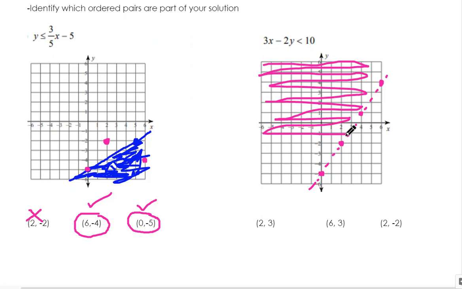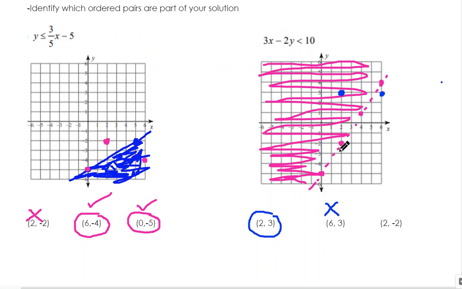So anything in this shaded region over here, and my pink that I'm doing here, would be an answer. So let's see. (2, 3). If I go over to 2 and up to 3, that would be right here. So that's part of my answer. That works. (6, 3). Let's go. 6 and 1, 2, 3. That's not in my shaded region, right? So that doesn't work.